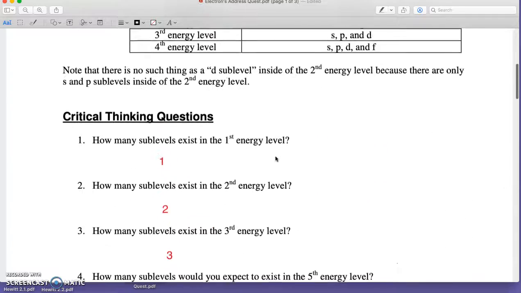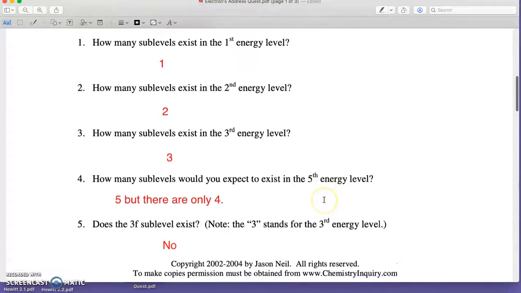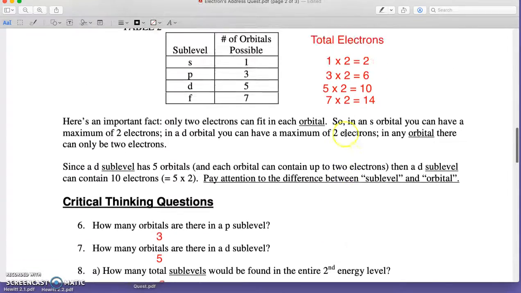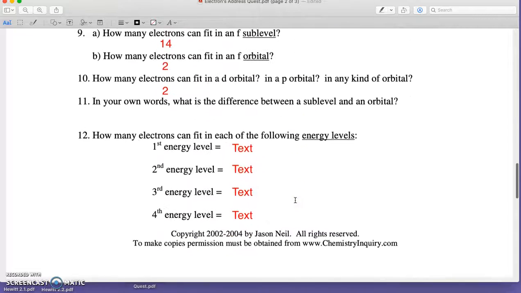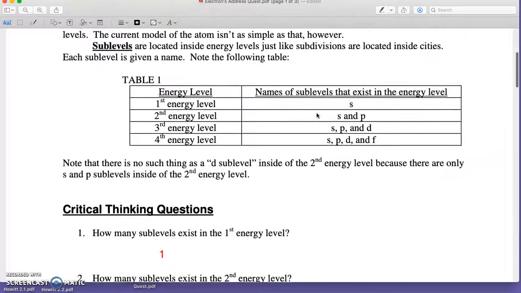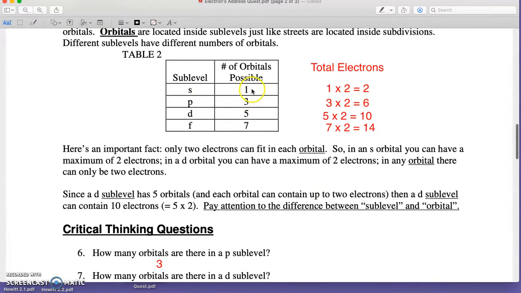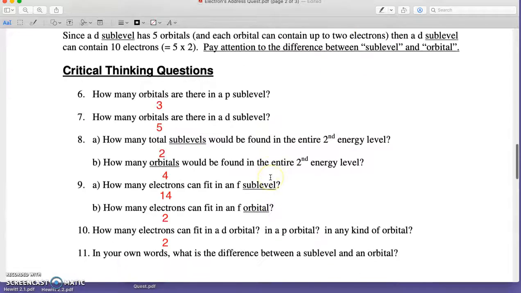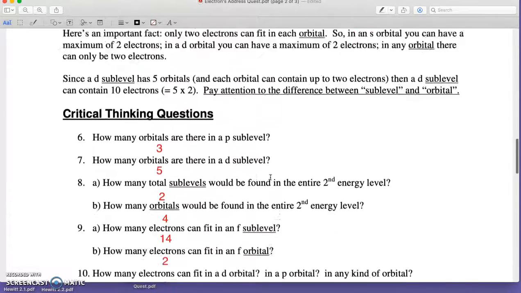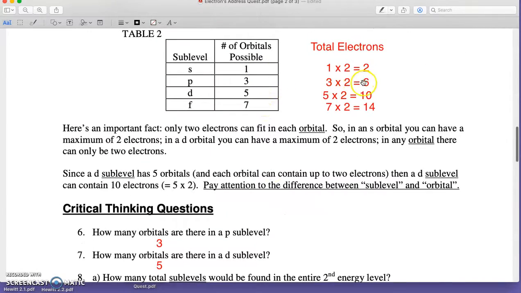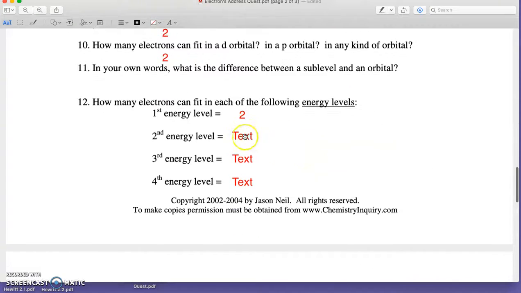Well, energy level 1 contains just the S sublevel. So the S sublevel has 2 total electrons. So then the first energy level, 2. The second energy level has S and P, S1, P3 for a total of 4 orbitals. 4 orbitals gives me 2 and 6, 8 total electrons.